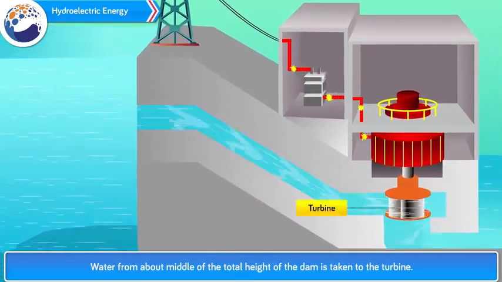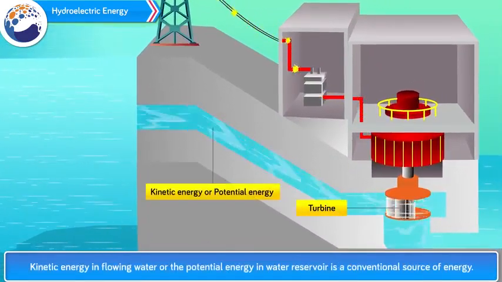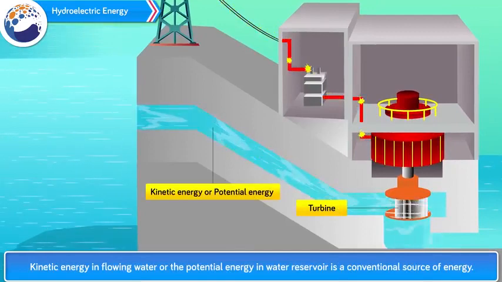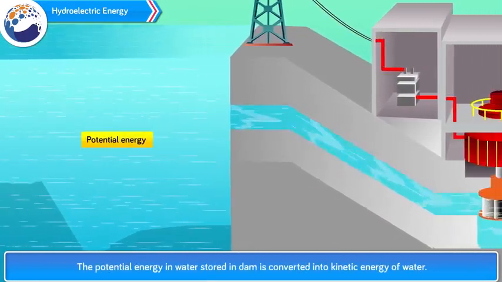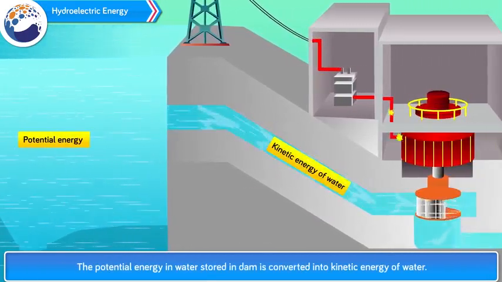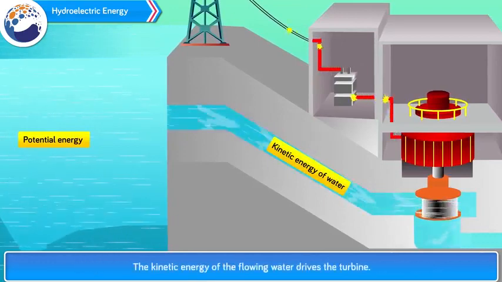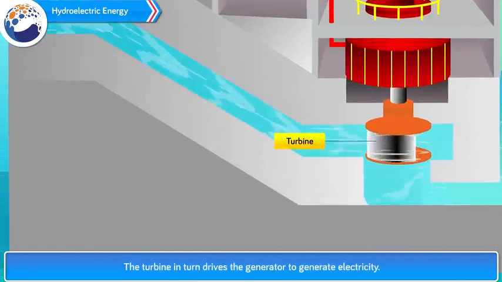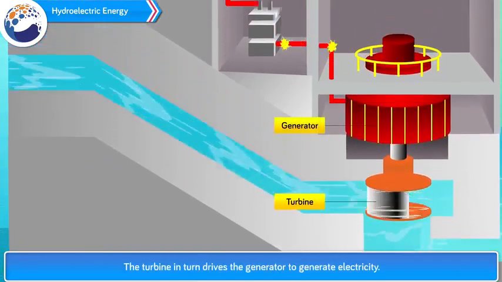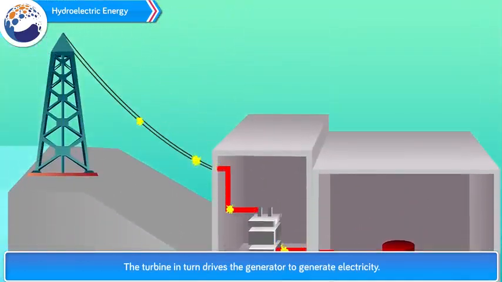height of the dam is taken to the turbine. Kinetic energy in flowing water or the potential energy in a water reservoir is a conventional source of energy. The potential energy in water stored in the dam is converted into kinetic energy of water. The kinetic energy of the flowing water drives the turbine. The turbine in turn drives the generator to generate electricity.